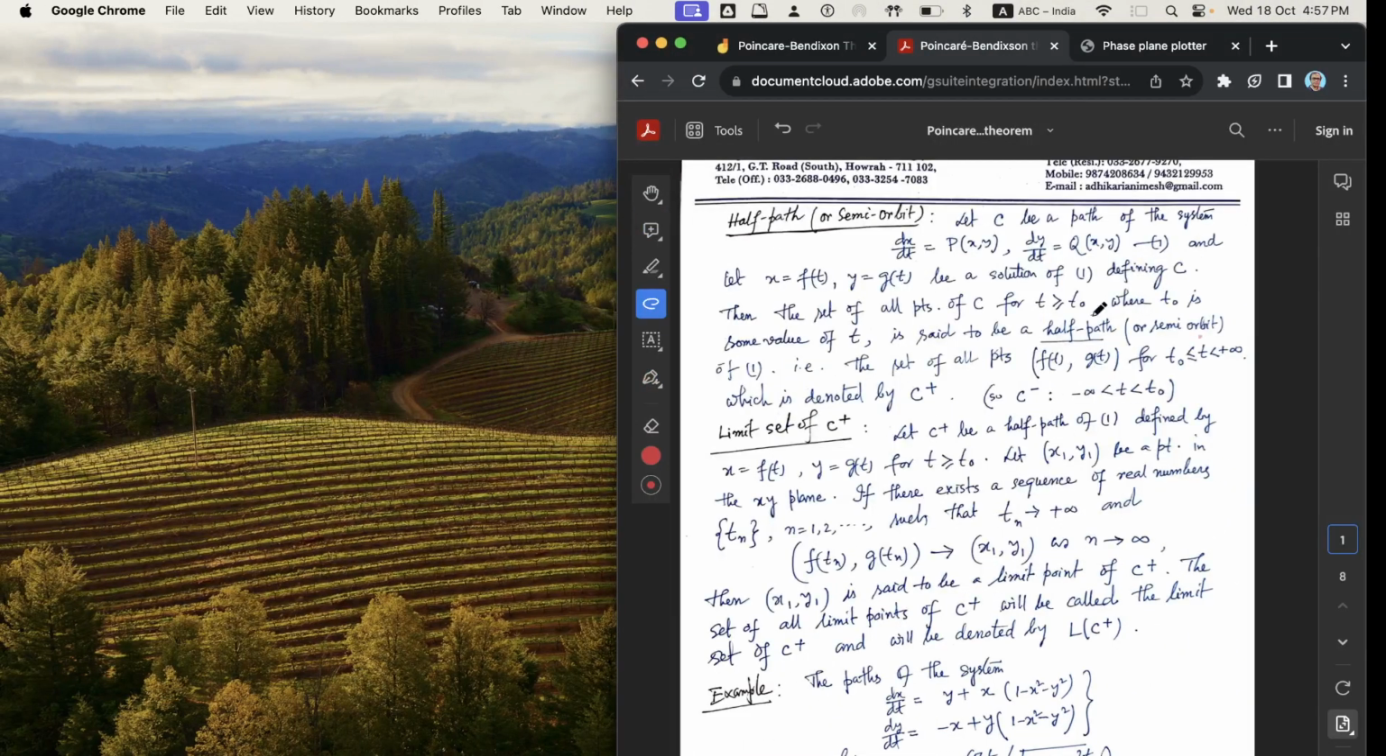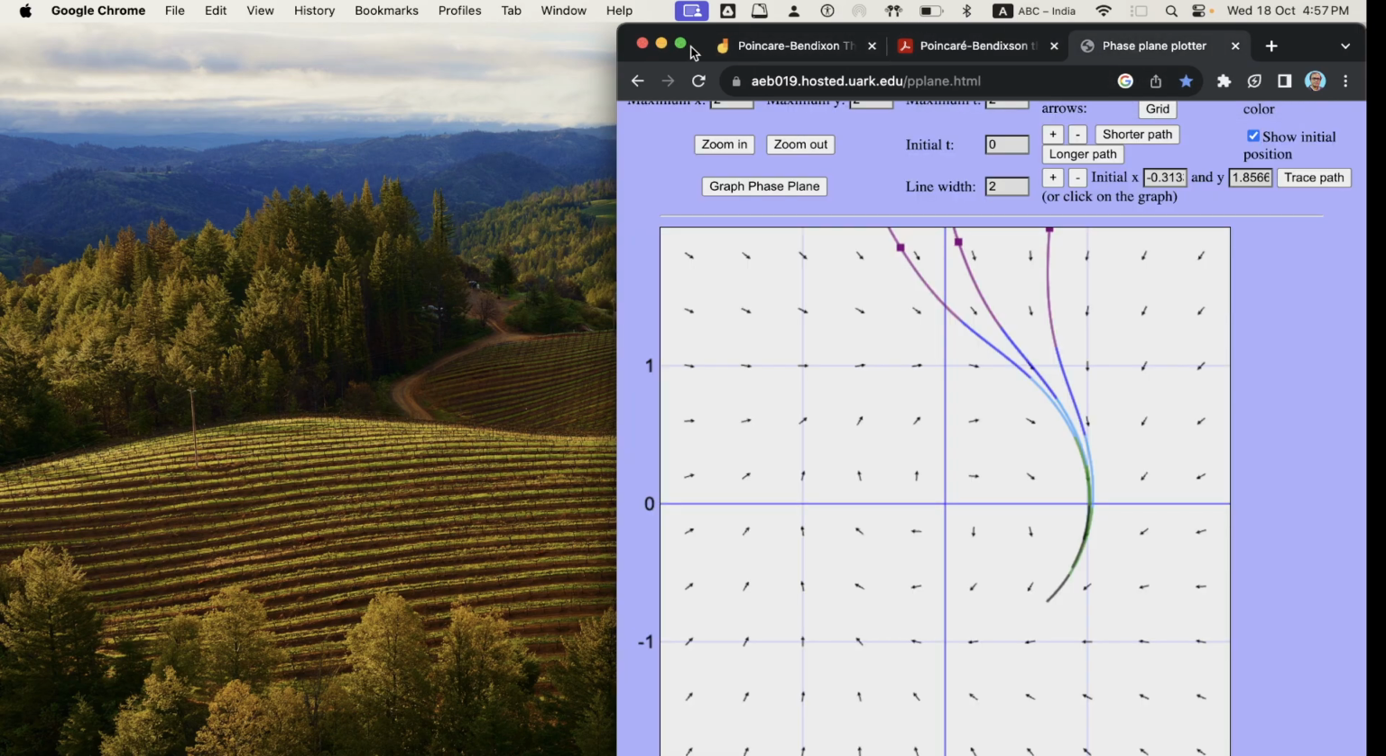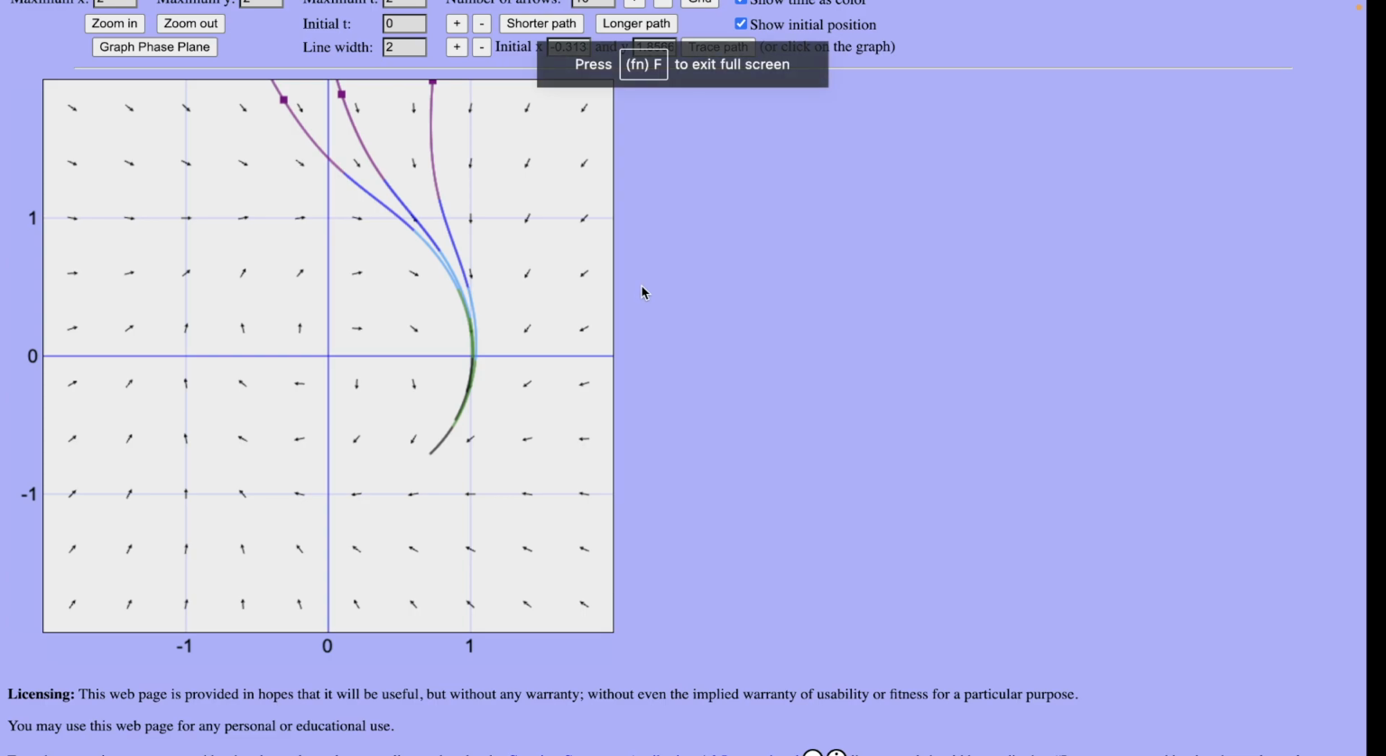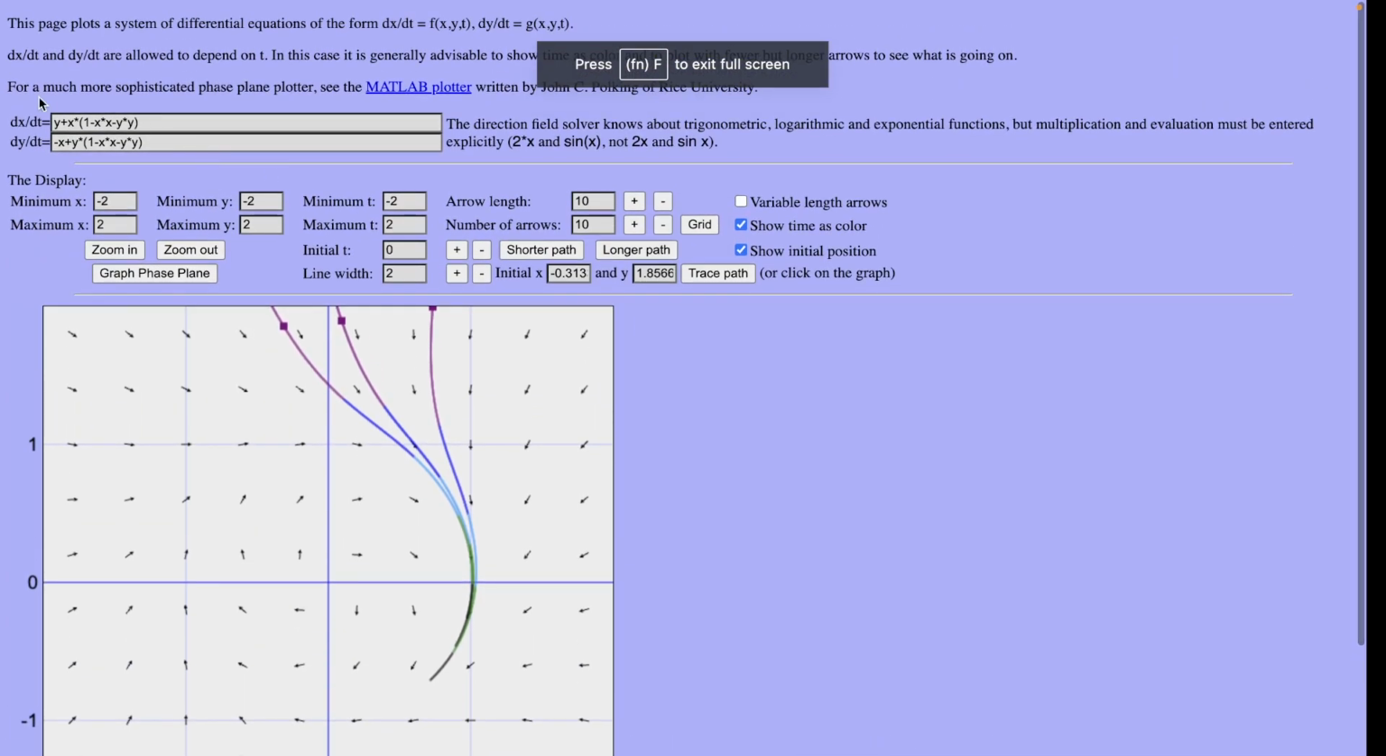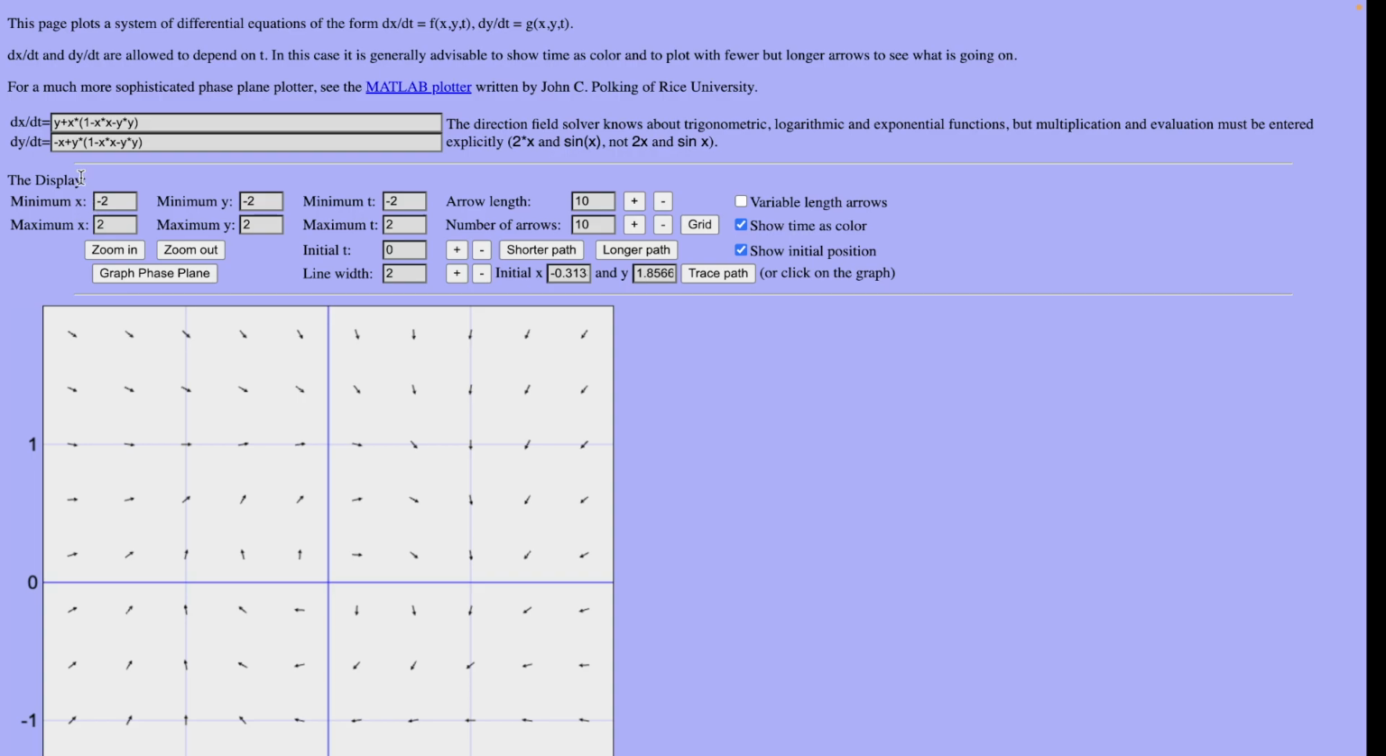Consider the phase portrait. Some example: dx/dt equals y plus x times (1 minus x square minus y square), and dy/dt equals minus x plus y times (1 minus x square minus y square).